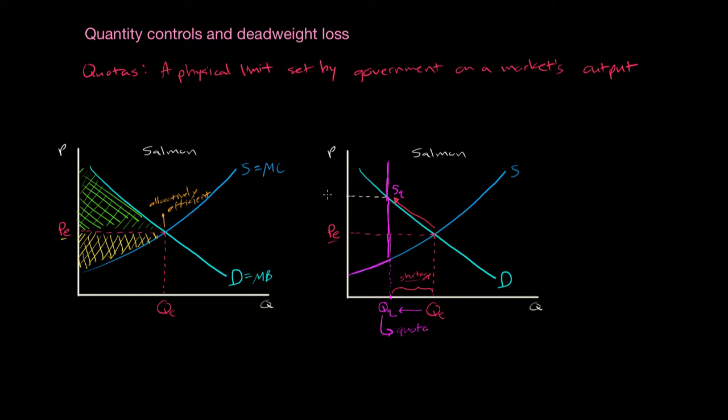That's the price that consumers are going to pay when the supply is limited to QQ. So what's happened here? The area of consumer surplus is clearly going to decrease. Consumers are worse off. There's less salmon available, and the price of salmon is now higher. So my green triangle representing consumer surplus is considerably smaller than it was before.